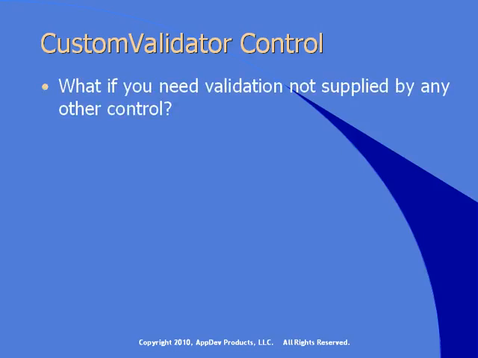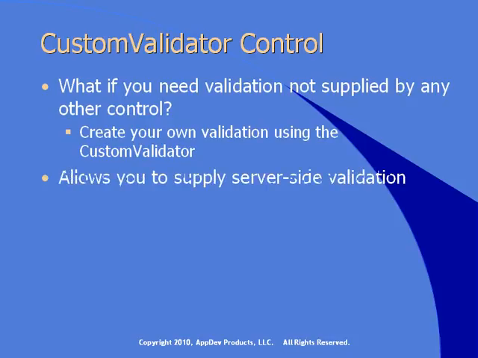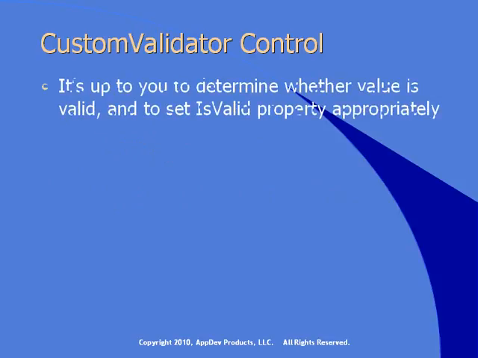What if you need validation that's not supplied by any other control? Well, you can create your own validation using the custom validator control. This control allows you to supply server-side validation, and optionally, you can supply client-side validation as well. You have to supply server-side. You don't have to supply client-side validation. Now, it's up to you to determine whether the value is valid and to set the isValid property appropriately.